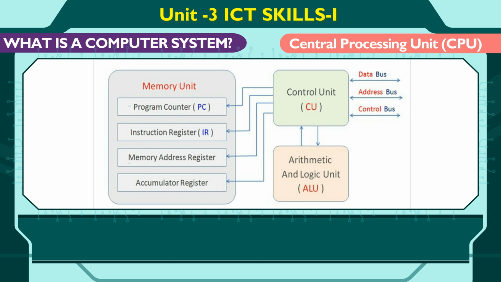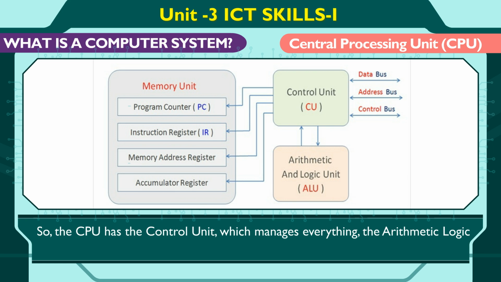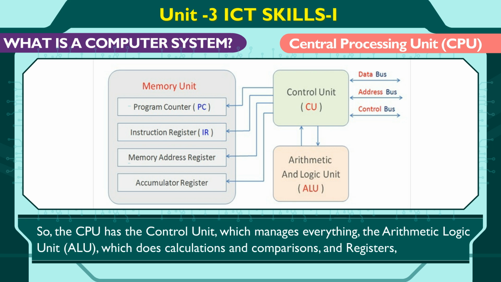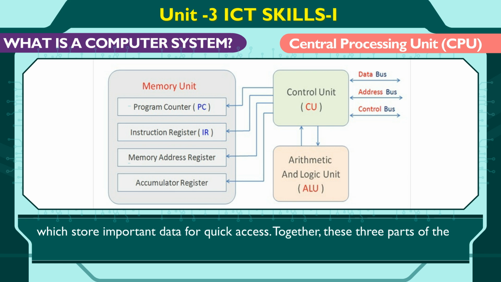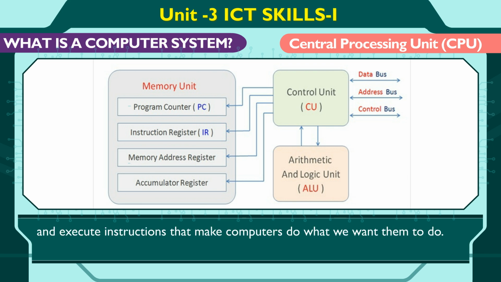So, the CPU has the control unit, which manages everything, the arithmetic logic unit, ALU, which does calculations and comparisons, and registers, which store important data for quick access. Together, these three parts of the CPU work as a team to perform tasks, make decisions, and execute instructions that make computers do what we want them to do.